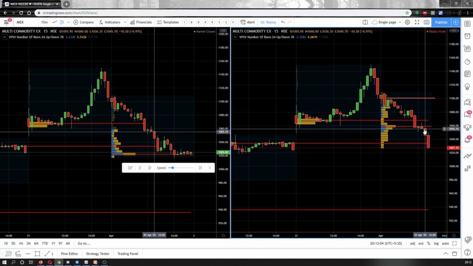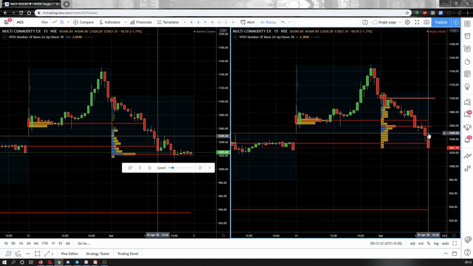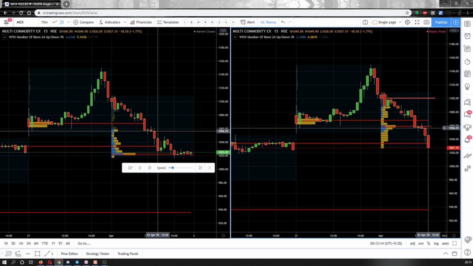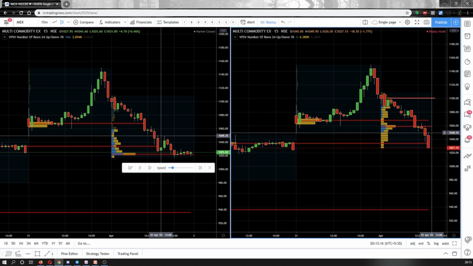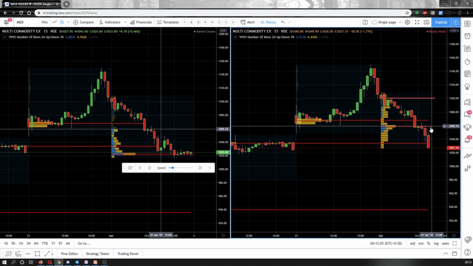Now, how should I use today's POC line then? The way you should be using it is that, see, the POC fell down from here to here, right? So this becomes a resistance now. The script will struggle to go above this price.